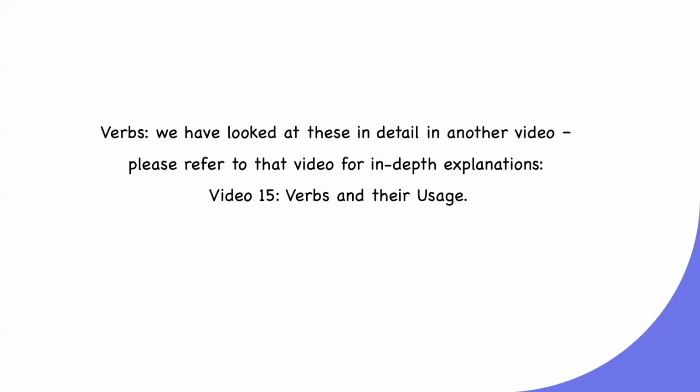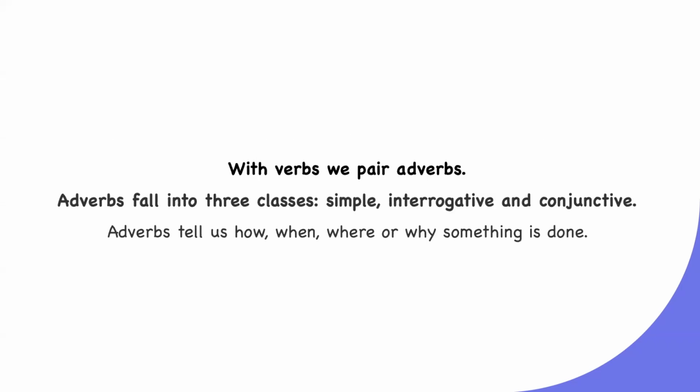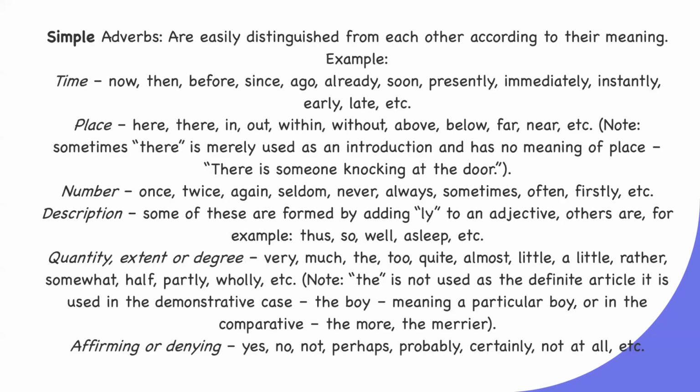Verbs. We've looked at these in detail in another video, so please refer to that video for in-depth explanations. I think it was about video 15, verbs and their usage. With verbs, we pair adverbs. Adverbs fall into three classes: simple, interrogative, and conjunctive. Adverbs tell us how, when, where, or why something is done, so they relate to a verb. Simple adverbs are easily distinguished from each other according to their meaning.